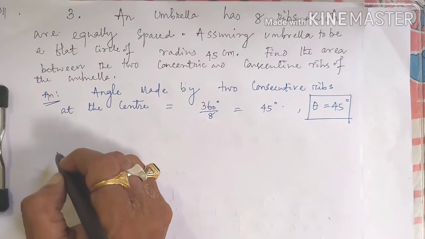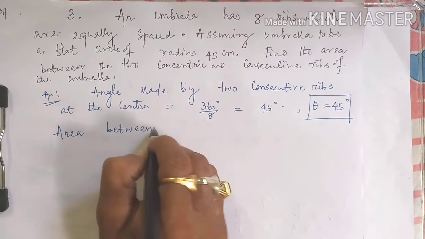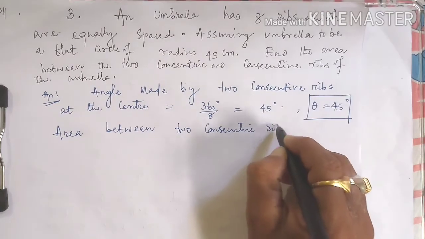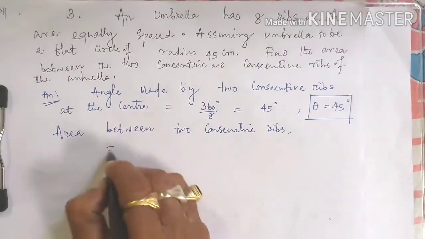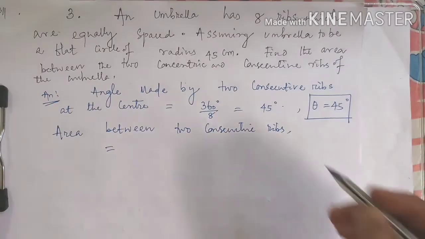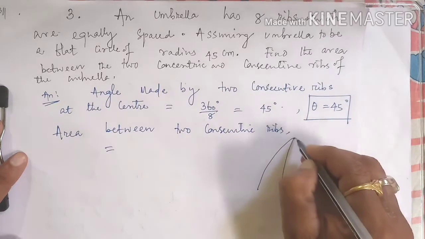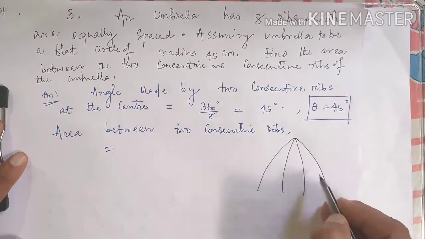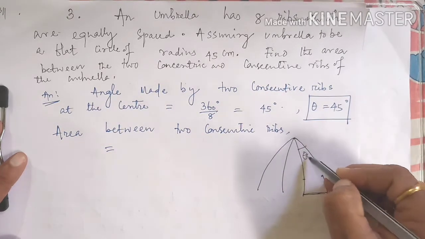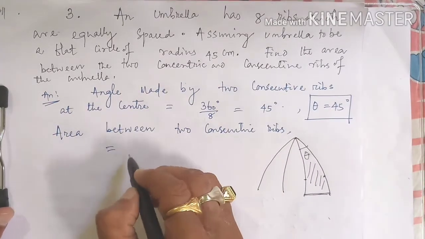Area between two consecutive ribs is equal to the area of a sector of a circle of radius 45 centimeter. Because, you see students, when the umbrella is open, the structure will be like this. This is the open structure. The consecutive ribs means this. Now just assuming it is a flat circle, and this is theta, now it became a sector. What are you going to calculate? Now here the formula is what?